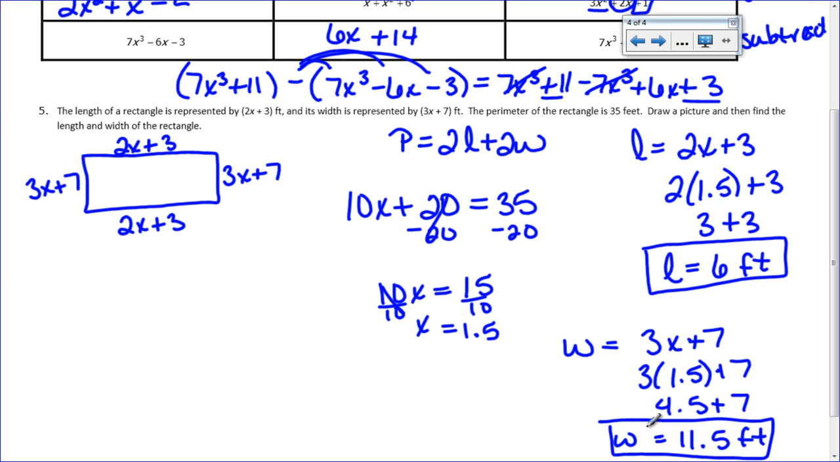So there's my length and my width, but the first thing I did was take my polynomials, my binomials, and add them all up to find the perimeter, and then it equals 35 because that's what they told me it equaled. Solve for x, then plug it back in.